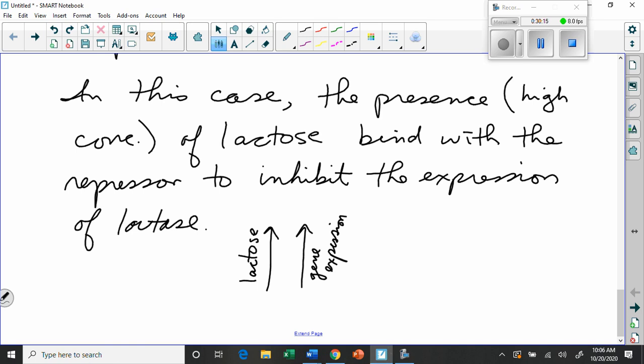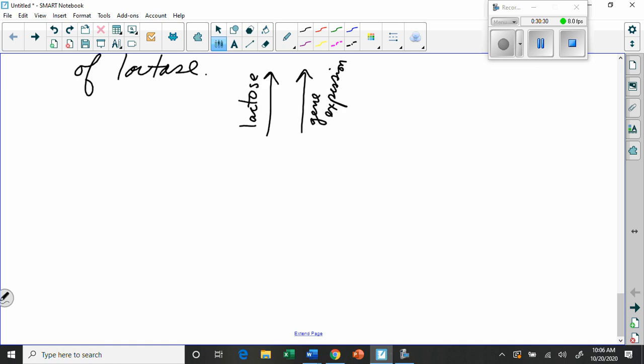It's possible that the binding with a molecule could, instead of inactivating the suppressor or the repressor, activate the repressor. So this would be a slightly different sort of system. So this can work the other way.